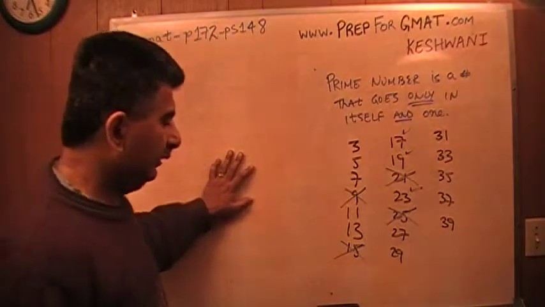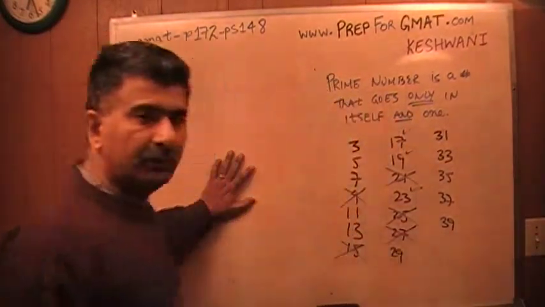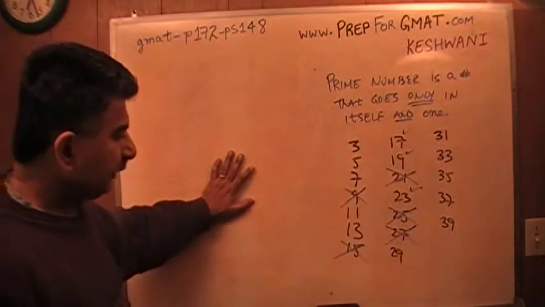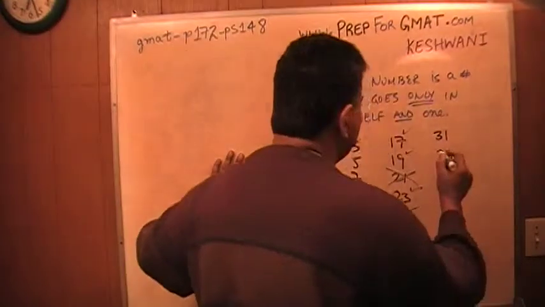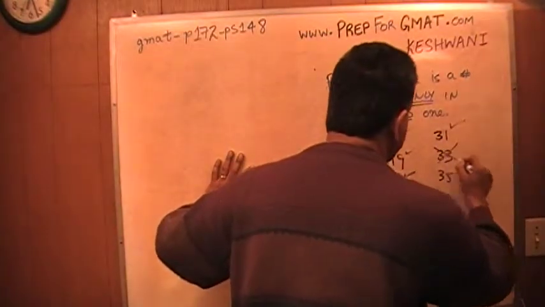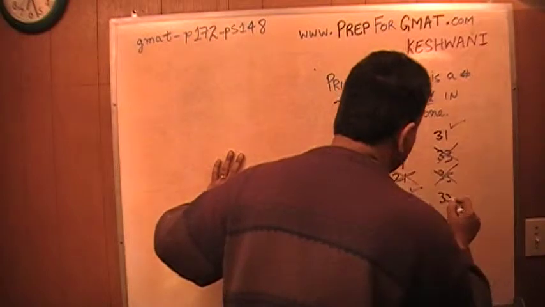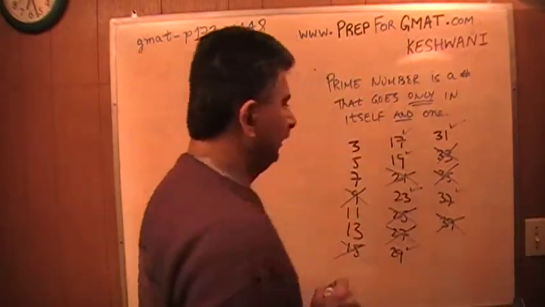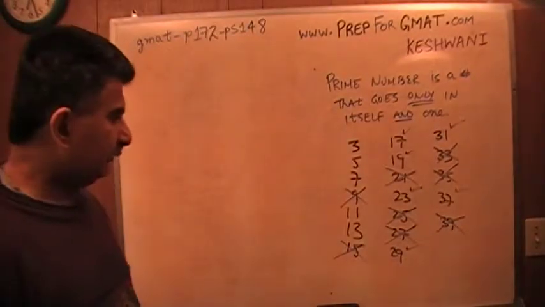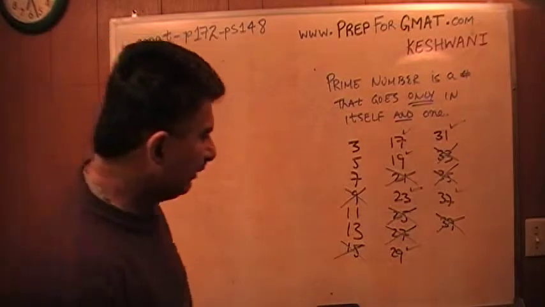25 does not qualify. Neither does 27 because you can divide 27 into 3 or 9. 29 is a prime number. 31 works. 33 does not. 35 does not. 37 works. 39 does not, because 39 will go into 3 or 13. So here is a list of your prime numbers and so on and so forth.